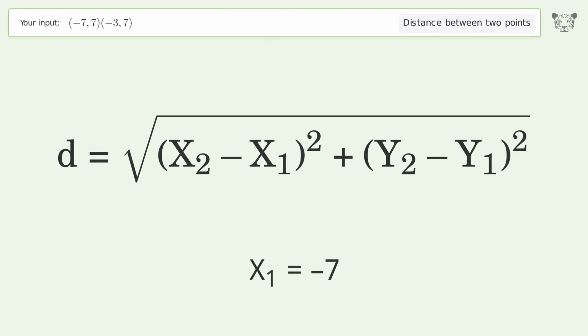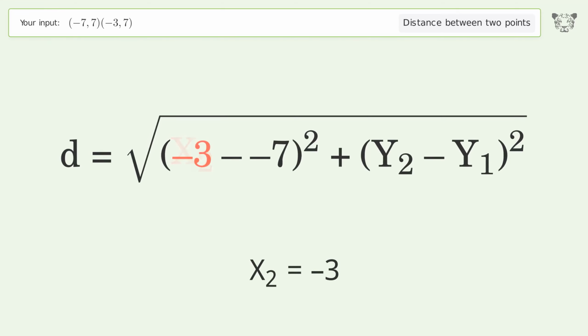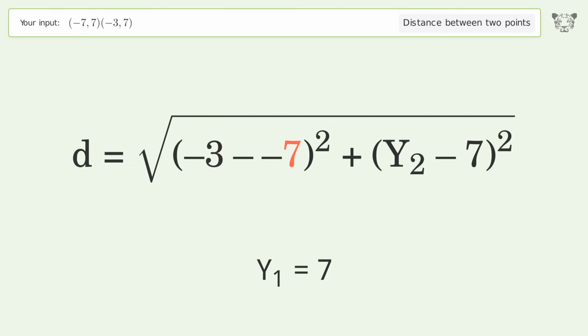x1 equals -7. x2 equals -3. y1 equals 7. y2 equals 7.